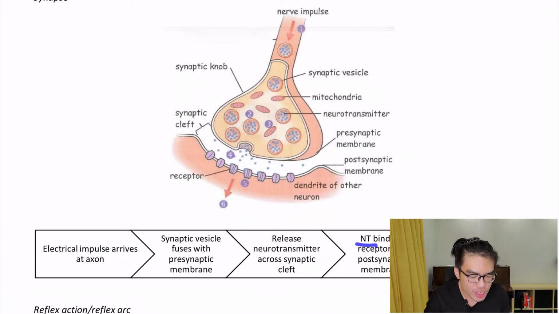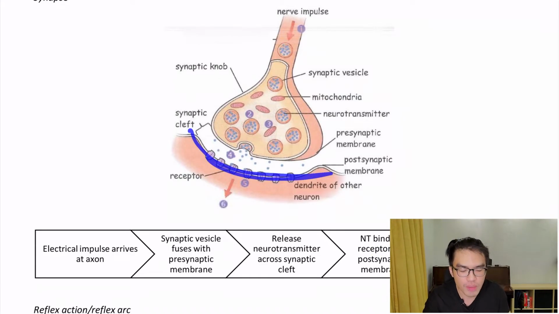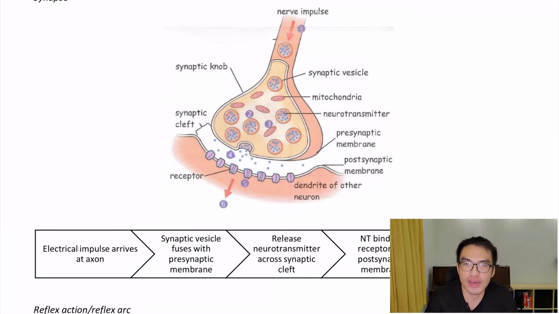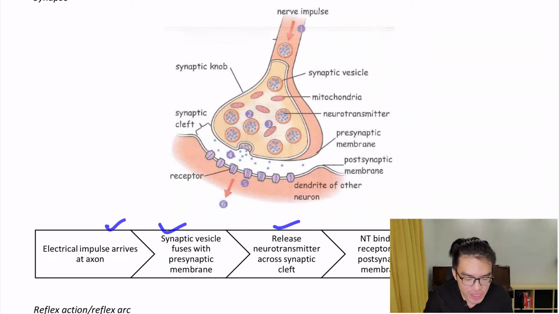And then this neurotransmitter will bind to the receptor here on the postsynaptic membrane. Post means after. So this one will generate a new impulse and the impulse will carry on, and then they will kill this impulse at the axon. Please remember all these points because this is how you score in the essay.